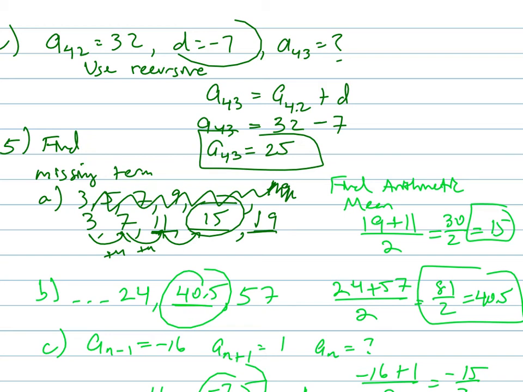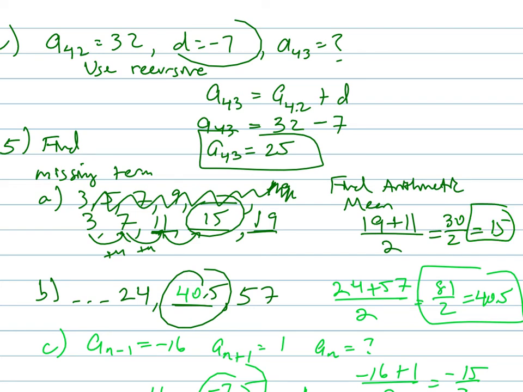All right, that's all fine and dandy, but what if I don't give you all the terms? What if I say, here's 24, here's a blank, here's 57. What number goes in here? We can't just count up because there's nothing to count up from. What we need to do is find the arithmetic mean, or the average. Just take the average of these two numbers. So 19 and 11, add them up, divide by 2, and that will give you your number. 19 plus 11 is 30, 30 divided by 2 is 15. There's the 15.